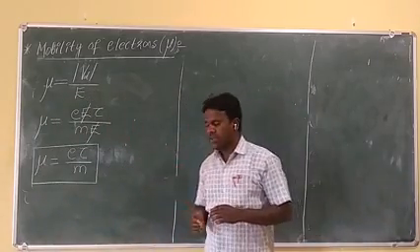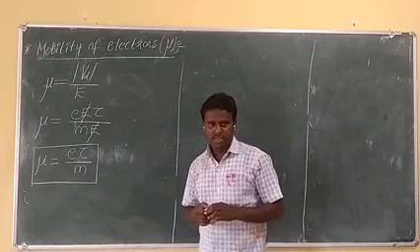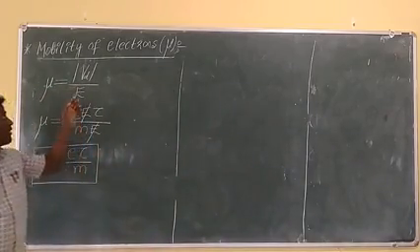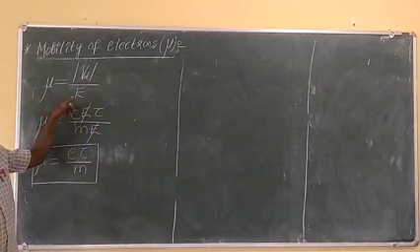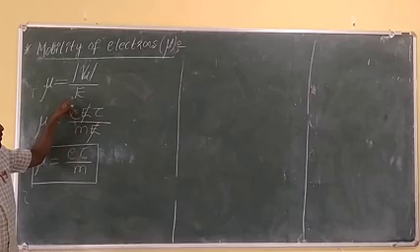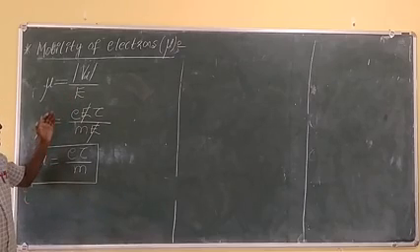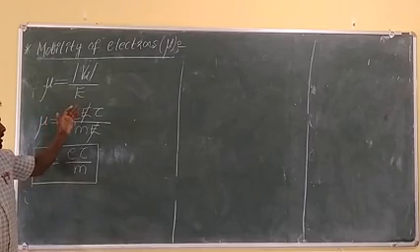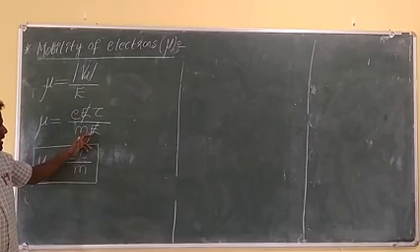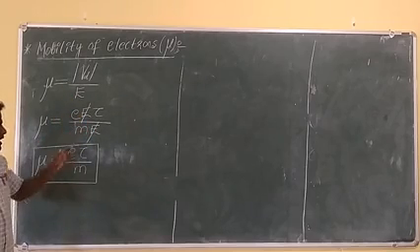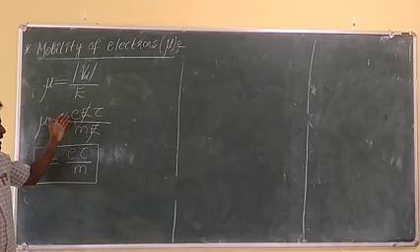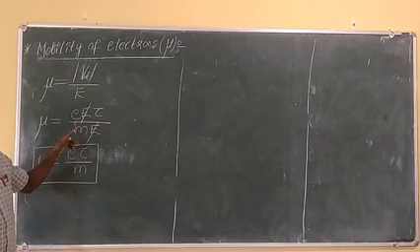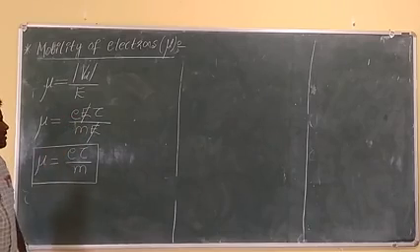What is the mobility of charged carriers? Mobility of charged carriers is defined as the ratio of the magnitude of drift velocity to the electric field. Here the magnitude of drift velocity is the positive value of drift velocity, eEτ by m divided by E. E cancels, giving eτ by m, where e is the charge of an electron, tau is relaxation time, and m is the mass of an electron.